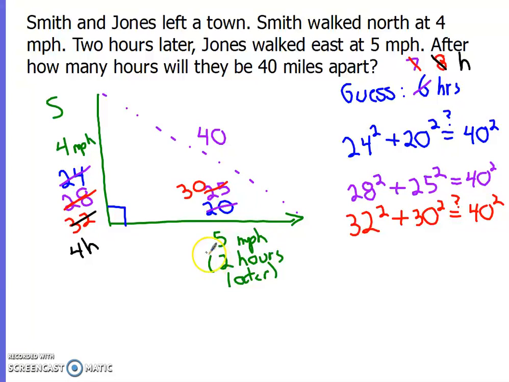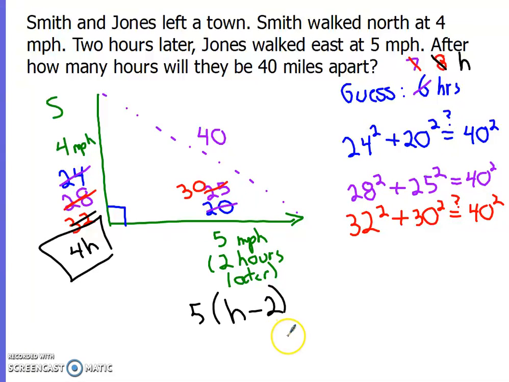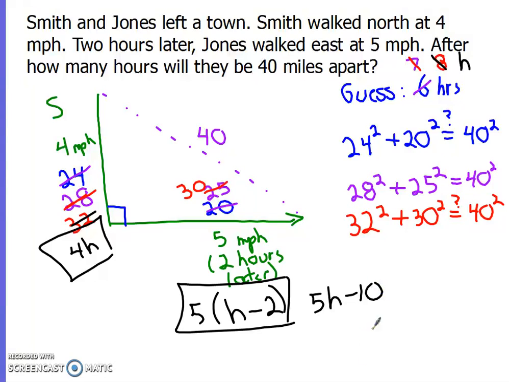And then over here, how did I calculate this number? Well, I took the number of hours I've been going, subtracted 2, and then multiplied that by 5. So here's the number of hours we've been going. Not x, it's h, sorry. h hours. Subtract 2 from that, and then multiply that by 5. Okay? So here's how far Smith has gone. Here's how far Jones has gone. Now, if you don't mind, I'm going to write that as 5h minus 10 using the distributive property.